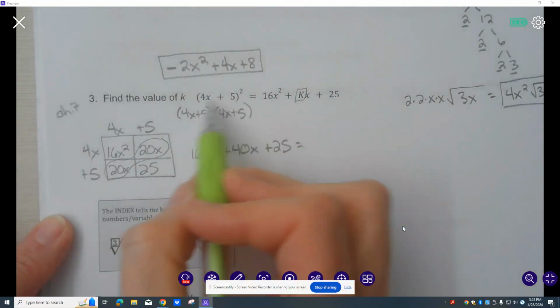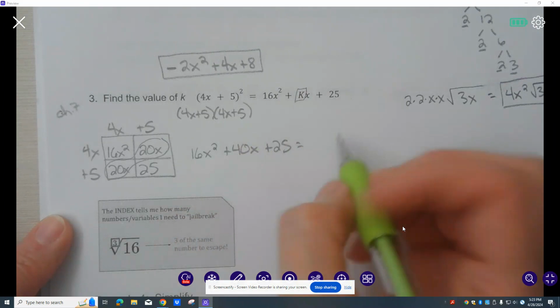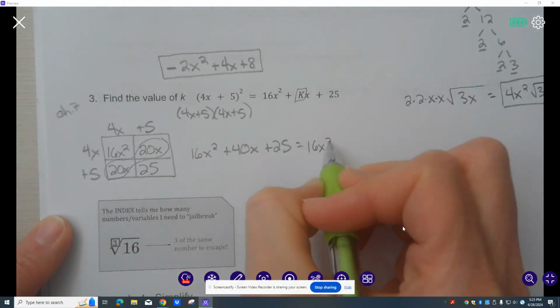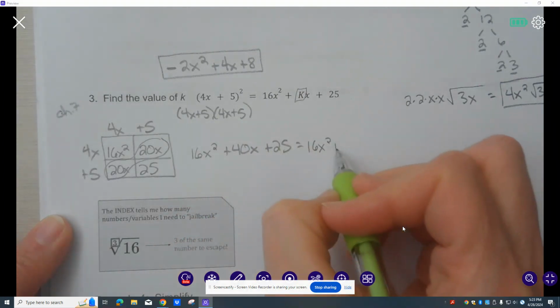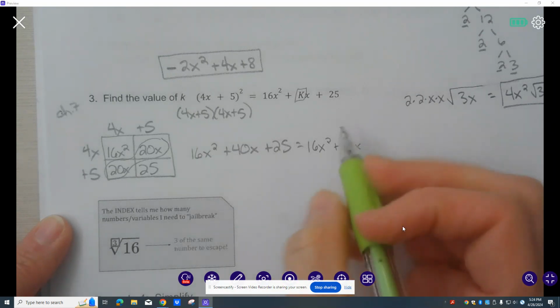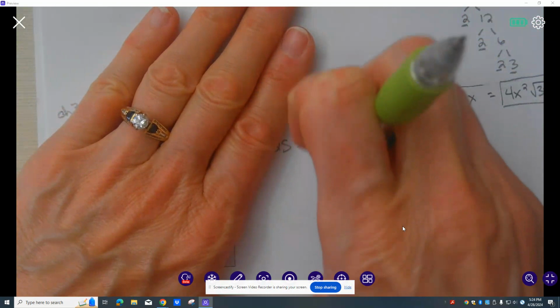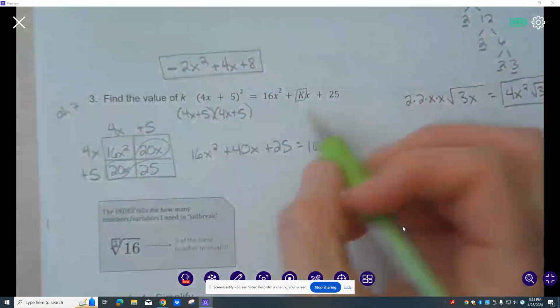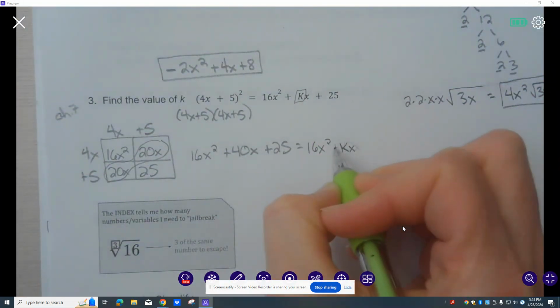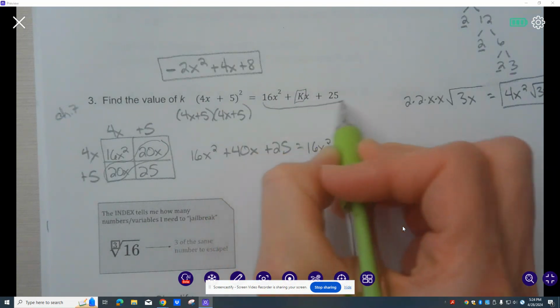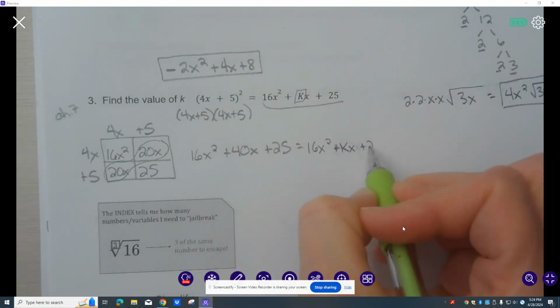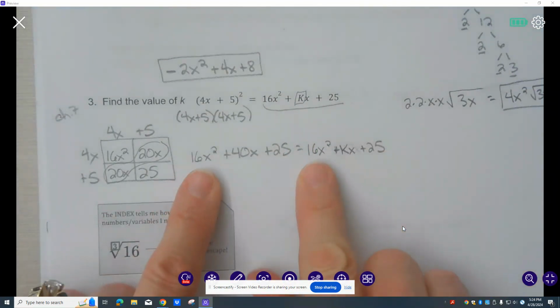So that's this side of the equal sign. And then they have equals 16x squared. Okay, that's what I got. Plus 40x plus 20. No, they don't have 40x up there. Hang on, sorry about that. They have kx. I'm copying what they have. So I'm just copying this down here. Plus 25. So if you look at both sides, 16x squared, yeah, I got that.